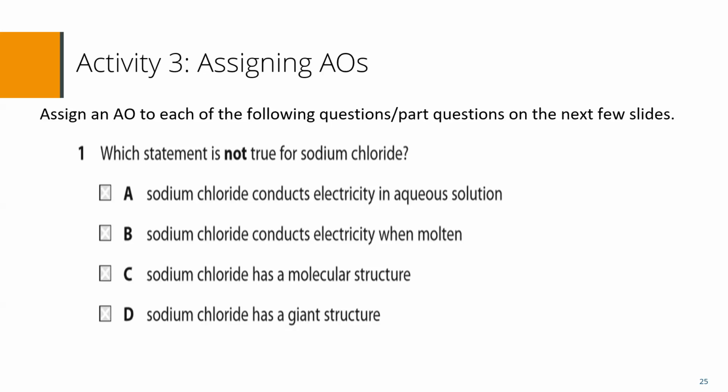So the question you've got to ask yourself is, is this recall of knowledge direct from the specification? Should they know about the structure and properties of sodium chloride? The answer, of course, is yes. The one that is not true is C. It is a giant ionic structure, not a molecular structure, but it is recalled, so that is in fact AO1. You'll be amazed at how many students, even at A level, think that ionic compounds have molecular structures. I have no idea where this idea comes from.